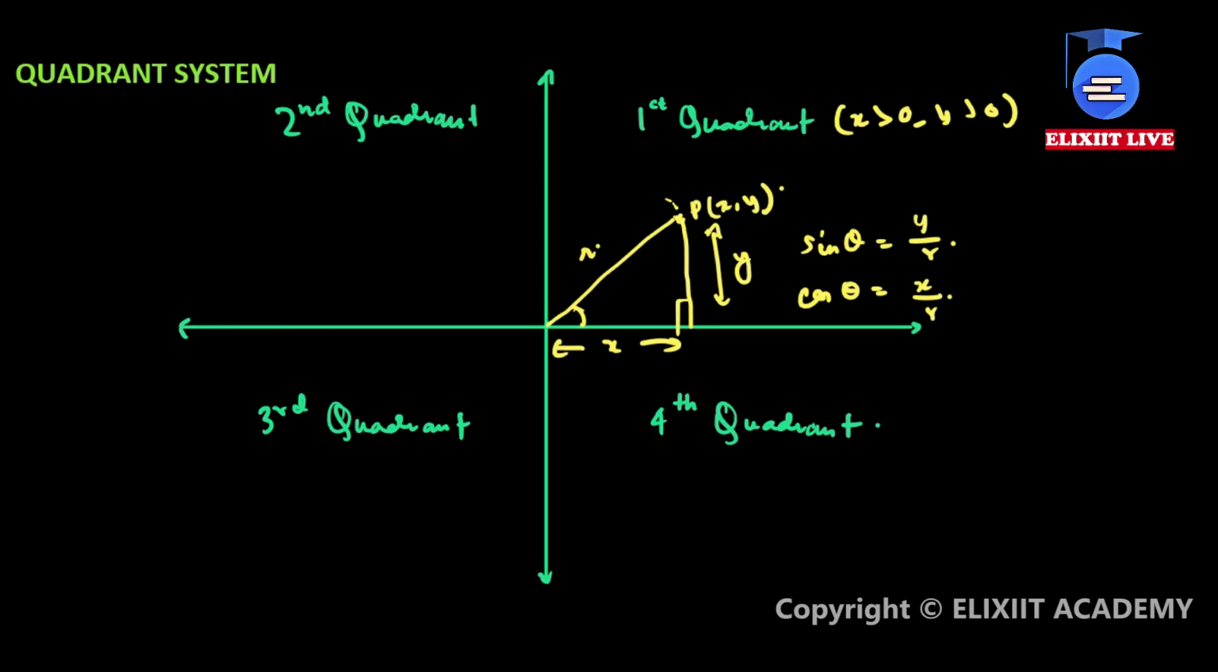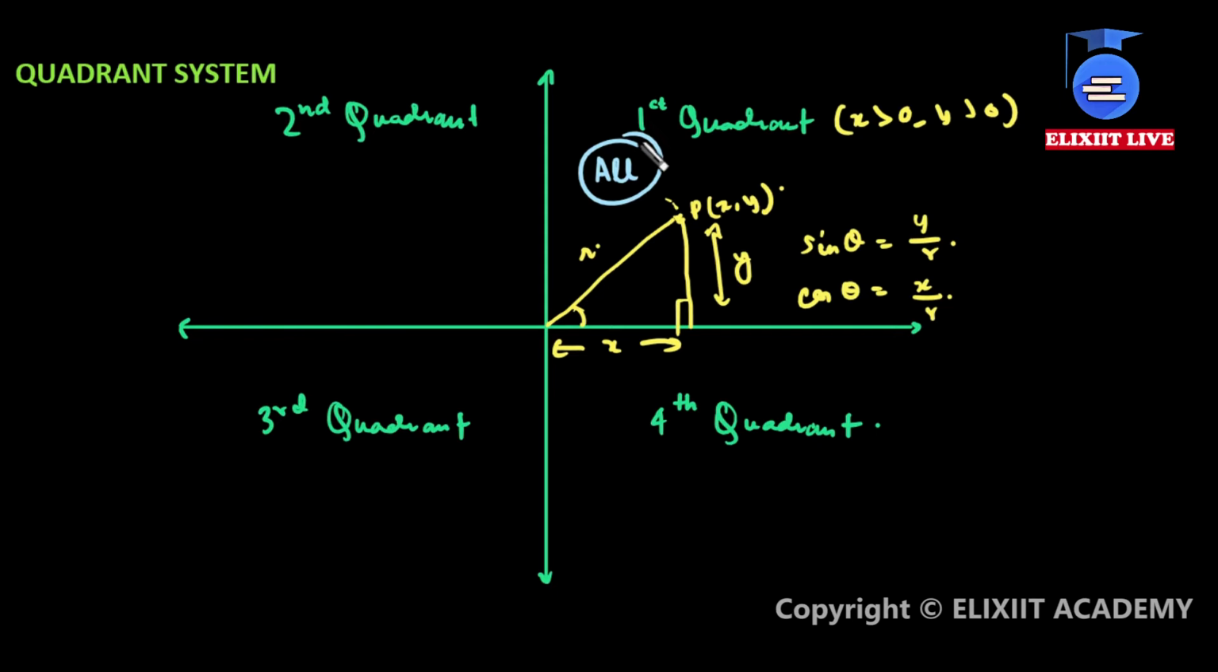So gradually over here, I am writing all the t ratios, which means all 6 t ratios are positive: sine theta, cos theta, tan theta, cot theta, cosec theta, and sec theta. All of these are positive.